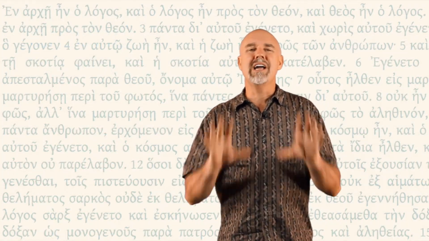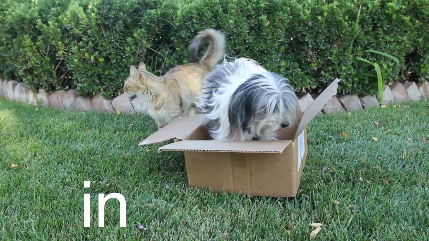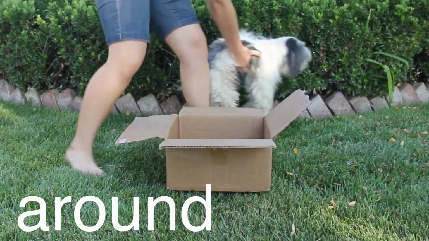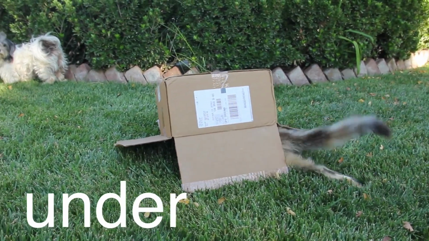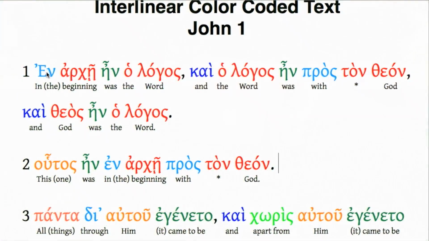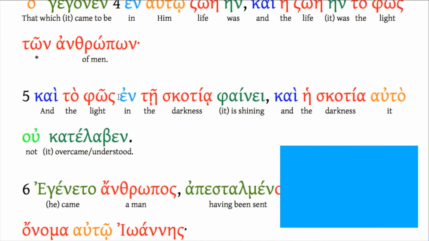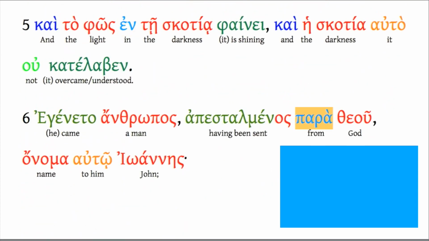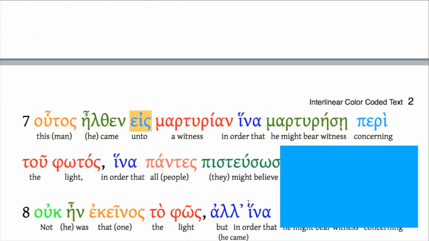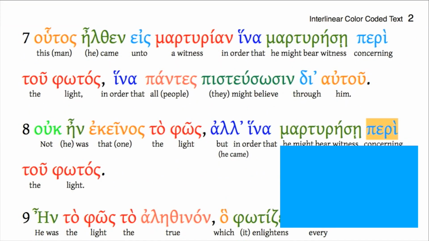I think the best way I have ever heard prepositions described is anything you can do with a box. Beside the box, in the box, out of the box, around the box, under the box, through the box. You can see that I've colored prepositions light blue. You can also see that they are very common in the New Testament, and they're always tied with some noun, okay? They're always pointing to something. The relationship between this and that. So we need a this and a that. So here are some examples of prepositions all over the place.